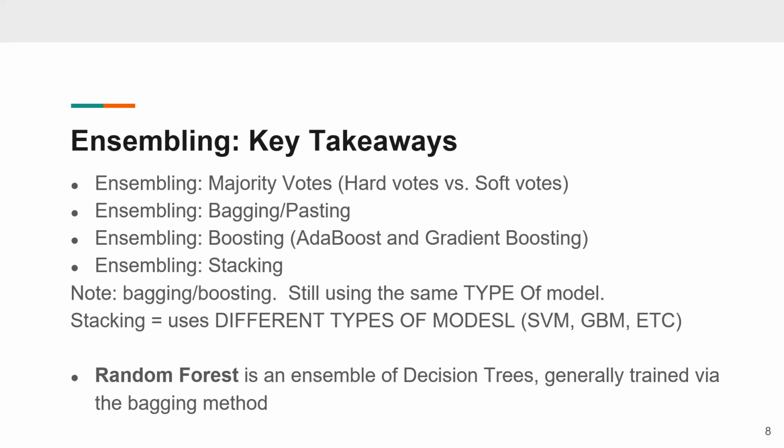It's just that you have a decision tree, you build upon it with a new decision tree, and continue with another decision tree, either by different samples or by some sort of weak learning, correcting the weak learner's weakness, right? However, in stacking, you can see that we use different types of models. For example, it could be SVM, it can be GBM, etc. Another key takeaway for this section is that random forest is an ensemble of decision trees, generally trained via the bagging method.